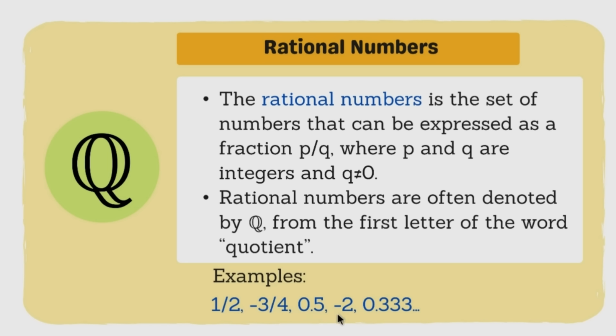We have negative 2. Pati po yung integers kasama na dito, ano? And then we also have here these kinds of decimals which are repeating decimals. 0.333, okay? Repeating decimals po ito. Kasama po yan sa rational numbers.